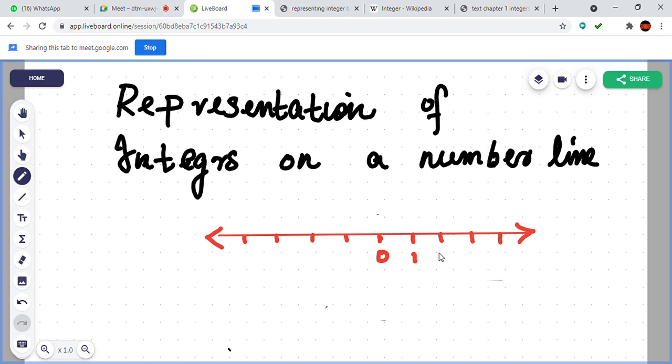On the right side we can write 1, 2, 3, 4, etc. And on the left side, not from here. You don't start -1 from here. From here, just before 0 is -1. Then -2, -3, and -4. So 1 unit from 0 to the right is +1. 1 unit to the left is -1. That you remember. This way you can draw the number line.